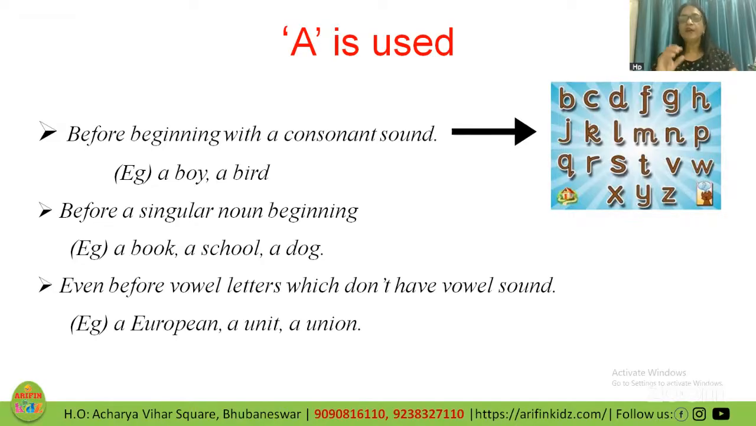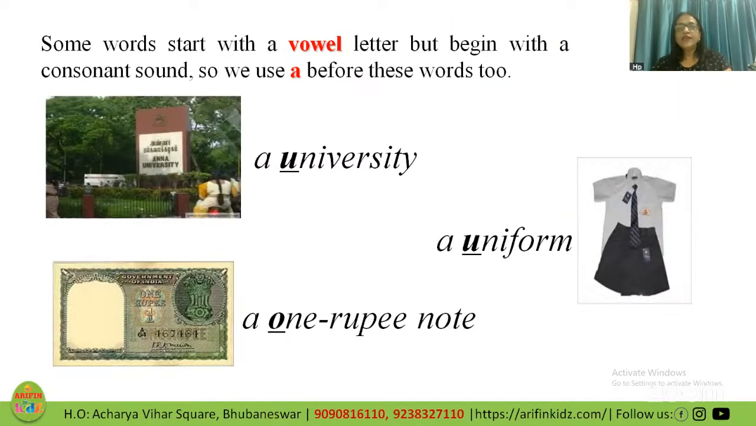So when the vowel sound comes, we use an. Even if there is a vowel letter, but the vowel sound doesn't come, we don't use an. We use a. You see again, a university. Here it begins with U, but the pronunciation is Yu. So it is a university, or a uniform, or a 1 rupee note, one.